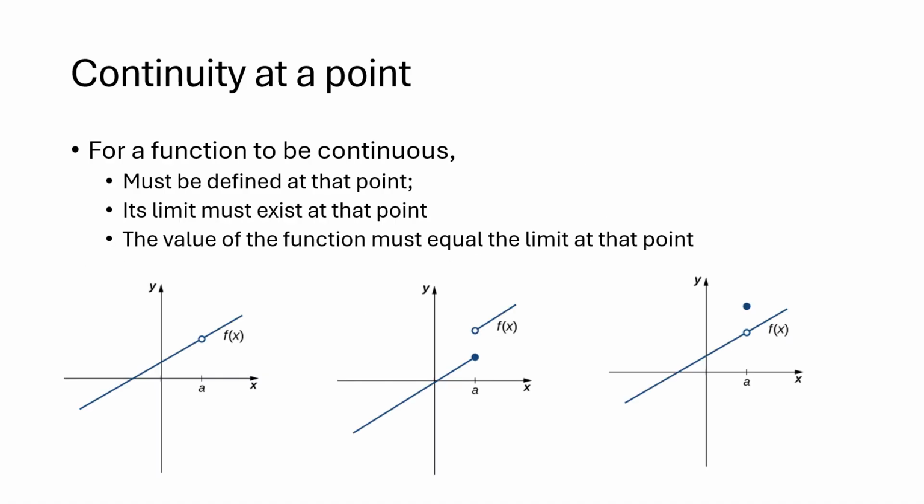Here are some examples of discontinuity. We may see a hole because the function isn't defined at that point. We may see a jump happening because the limit isn't defined. As I approach a from the left, it's not the same as I approach a from the right, so the limit is not defined. Or you may have a hole with the function defined, but defined at a different spot. So the value of the function in that third picture doesn't equal the limit, even though they both exist. None of those three examples are continuous.